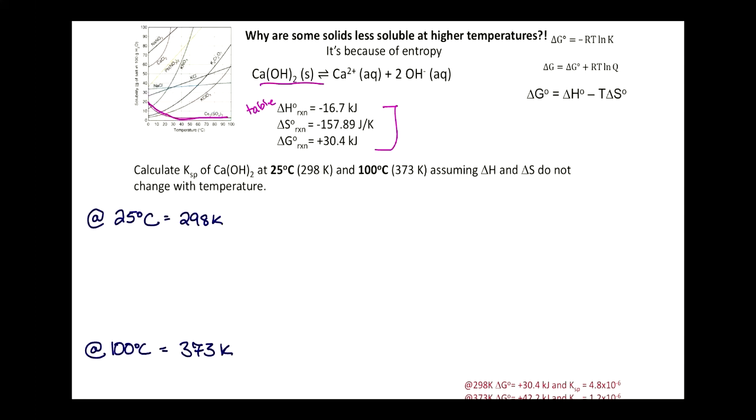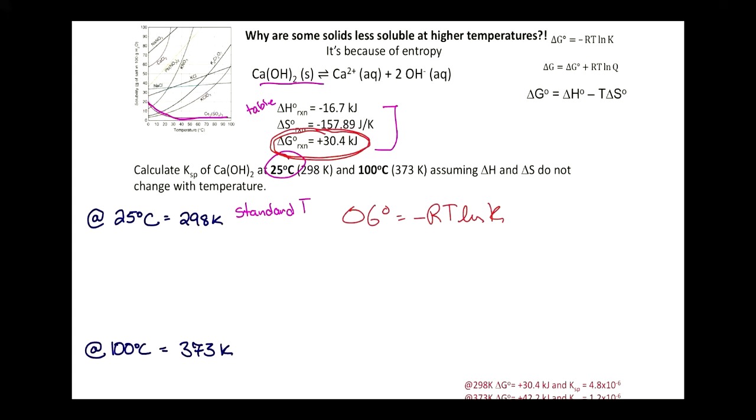So the first one at 25 degrees Celsius is rather straightforward. 25 degrees Celsius, is that standard temperature? It is. So am I allowed to use a table value? You are. All right, so at 25 degrees Celsius, this is standard temperature. So you are allowed to use delta G naught. We are simply going to use this value right there, right? So we're going to use delta G naught equals negative RT ln K.